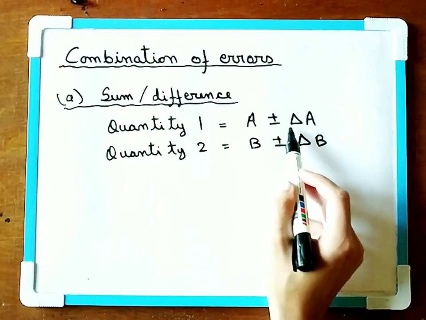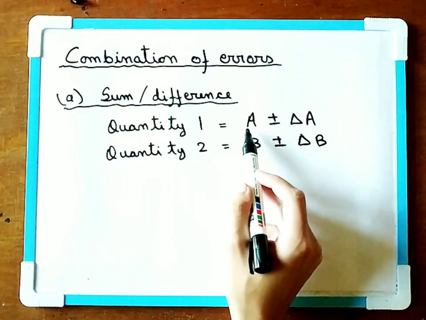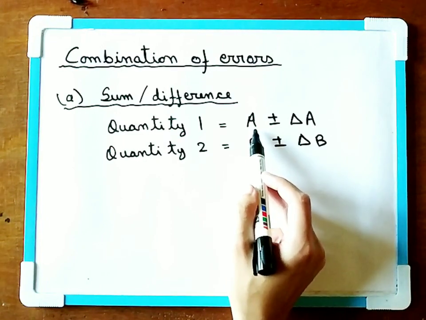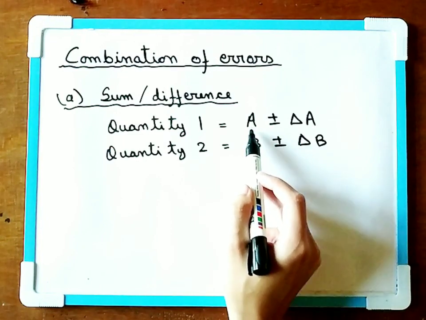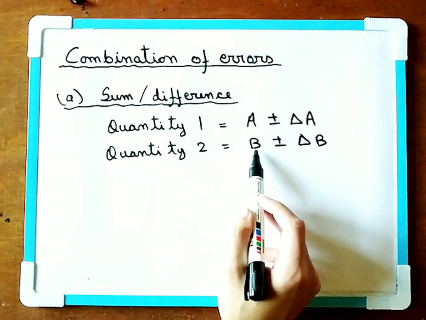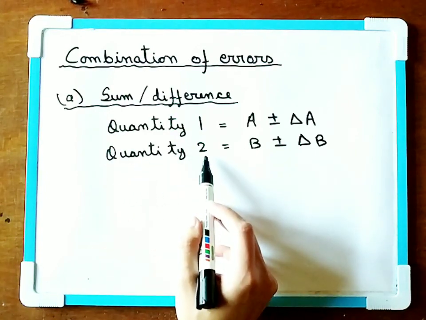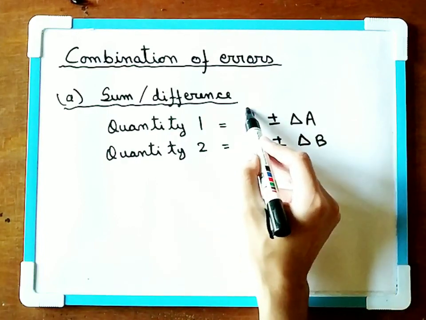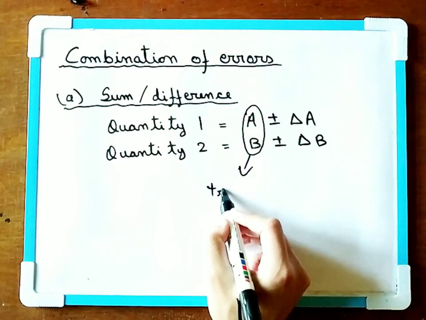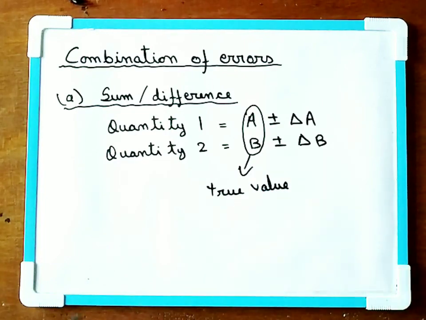Now whenever you see this type of expression, A plus minus delta A, B plus minus delta B, we have come across this one, delta A. What is this one? This is known as the absolute error in the measurement. Now this expression here, A, is known as the true value of the measured quantity 1, and B is the true value of the measured quantity number 2. We have also learned how to calculate the true value in the last lecture video.